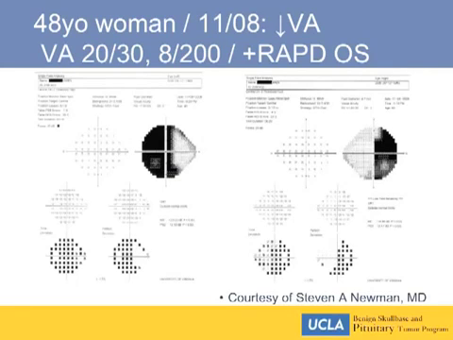This is a 48-year-old woman. This particular patient is from a colleague of mine, Dr. Steve Newman at University of Virginia. He and I lectured together frequently. This is his patient who in November of 2008 noted a reduction in her vision. She was 20/30 in the right eye, 8/200 in the left, and had an afferent pupil defect in the left eye.